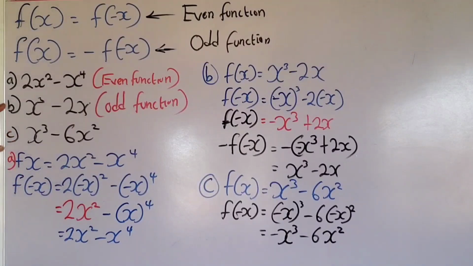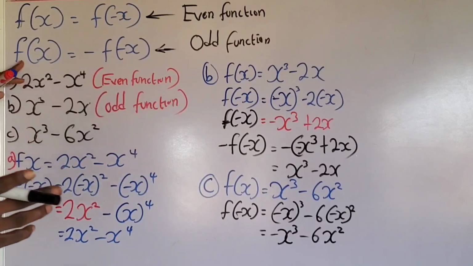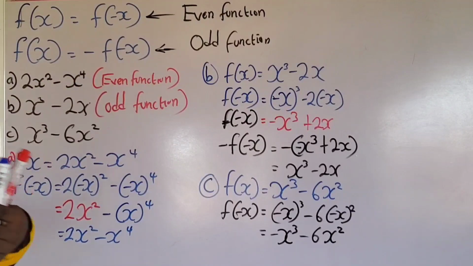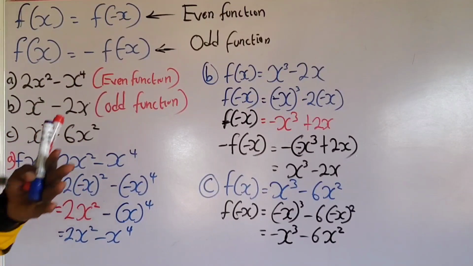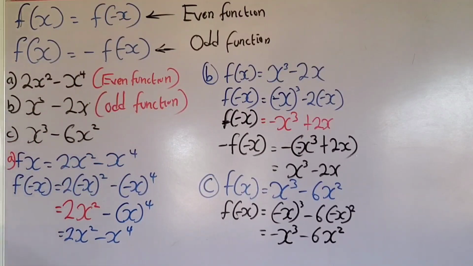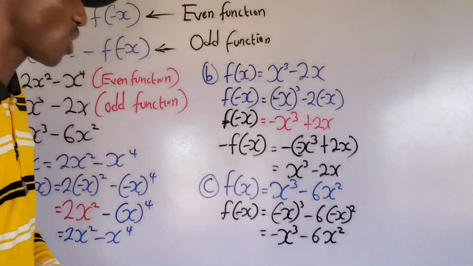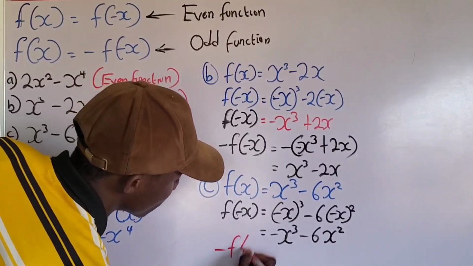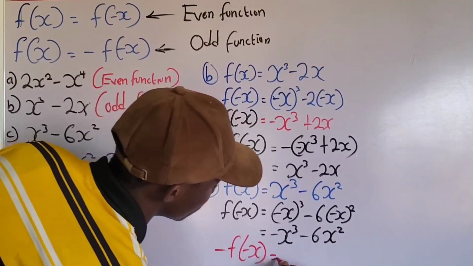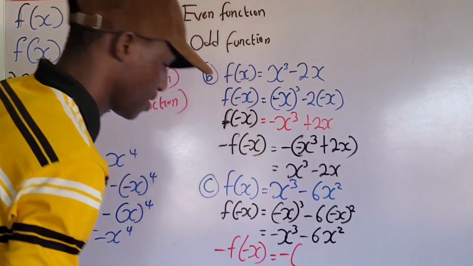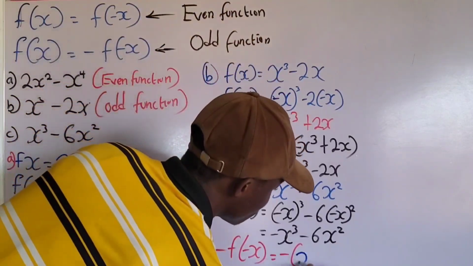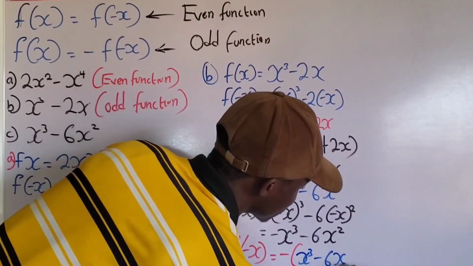Now, let us test whether maybe it's an odd function. How do we test whether it's an odd function? For an odd function, f of x must be equal to negative f of negative x. You understand? So for this, just multiply this function by a negative sign. So I'm going to have minus f of minus x will be equal to minus x to the power of 3 minus 6x squared.